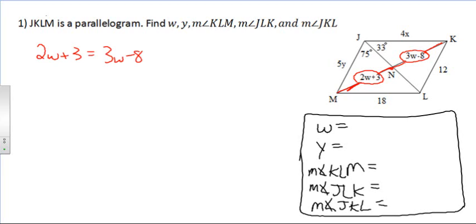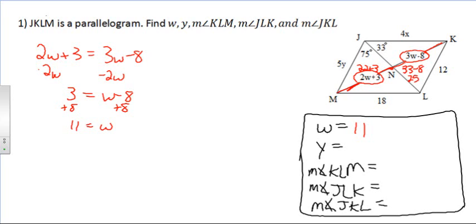I can do that by subtracting my 2W. When I do that, I get 3 is equal to W minus 8. Then I'm going to add my 8 to both sides to get 11 is equal to W, or W is 11. I can quickly make sure I got that right by plugging it back in. 2 W's would be 22, plus 3 would be 25, and 3 W's would be 33, minus 8 would be another 25. So we know they did turn out to be the same size.